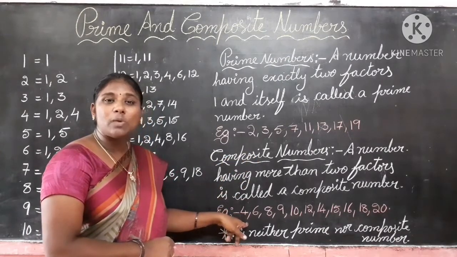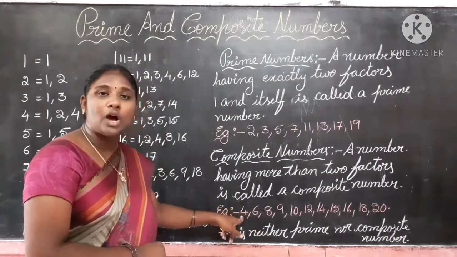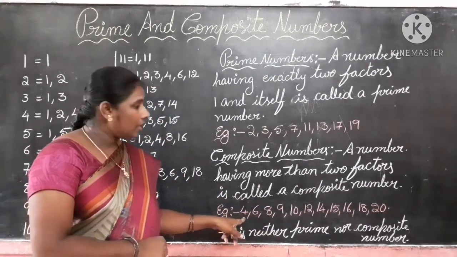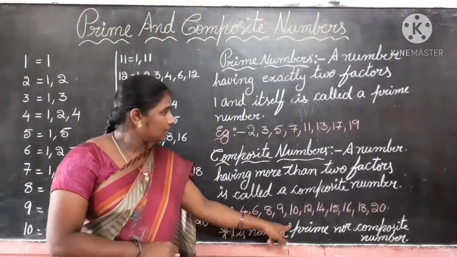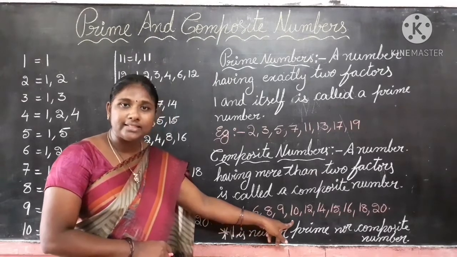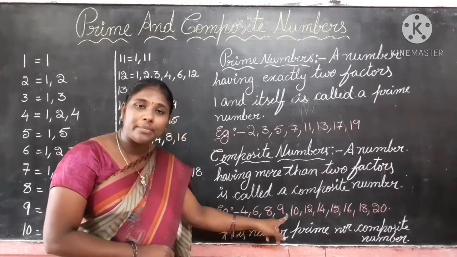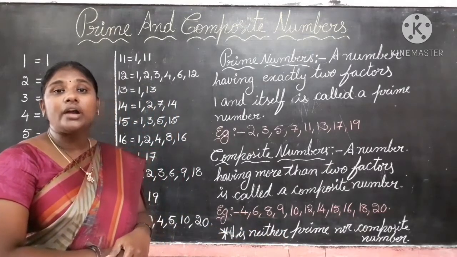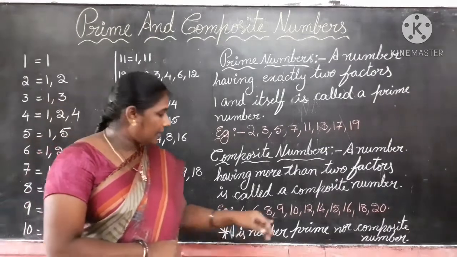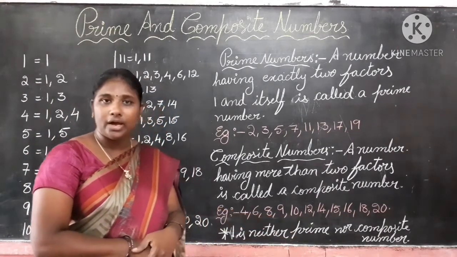Next, what is the smallest composite number? Among all of these, the smallest composite number is 4. Some odd numbers are also composite. Which is the smallest odd composite number? 9. So 9 is called the smallest odd composite number.